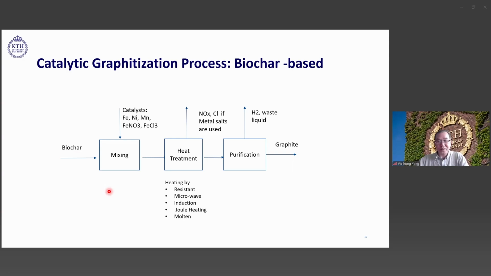So in principle, today, most of the startups and new companies start from the biochar. They do not start from biomass.